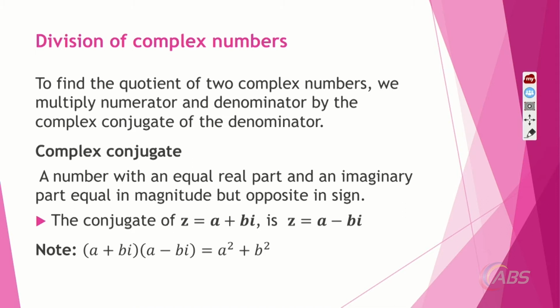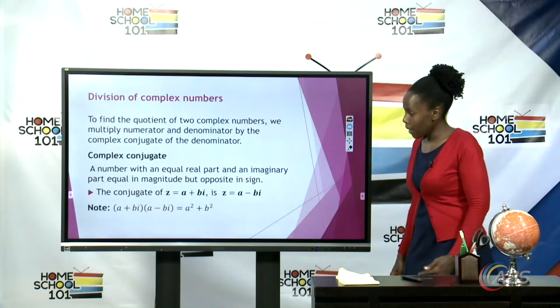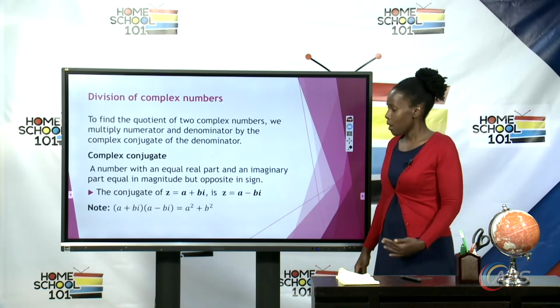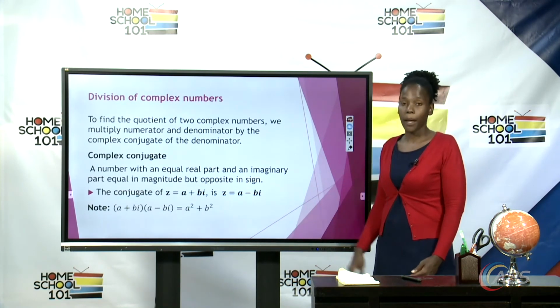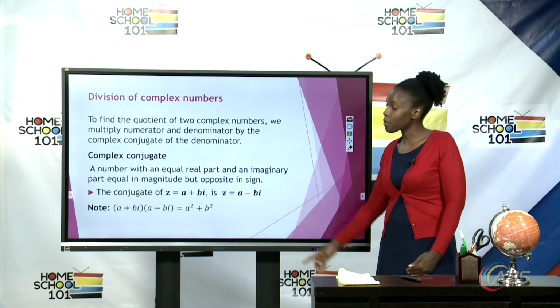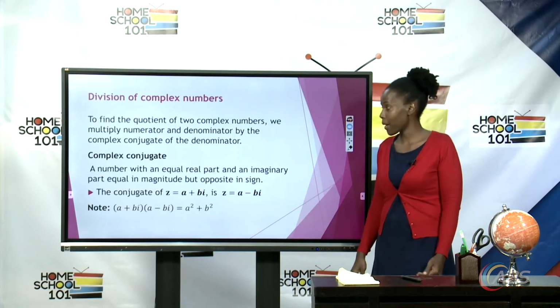A key thing to note, when we multiply a complex number by its conjugate, what we will end up with is a real number. It's essentially the same as having a squared plus b squared. And what I want you to do is to, during your free time, just go through and do the multiplication to see that this is actually what you get.